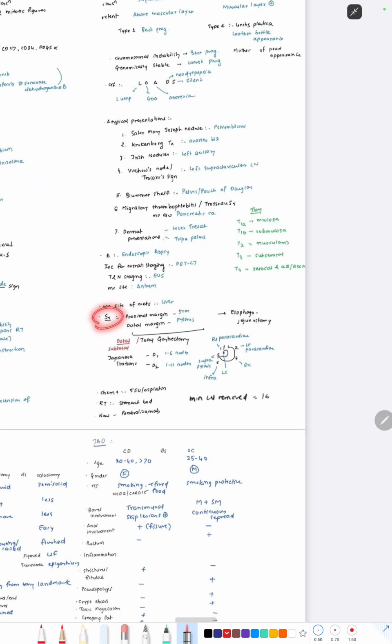Then for surgery, a proximal margin of 5 cm and a distal margin up to the pylorus is maintained in total gastrectomy. Distal or subtotal gastrectomy is also done. Then the lymph nodes removed for Japanese station D1 are 1 to 6 lymph nodes, D2 is 1 to 15. Minimum number of lymph nodes that are removed in gastric surgery is 16, while in esophageal cancer it is 15. Following total gastrectomy, you have to go for direct esophagojejunostomy.